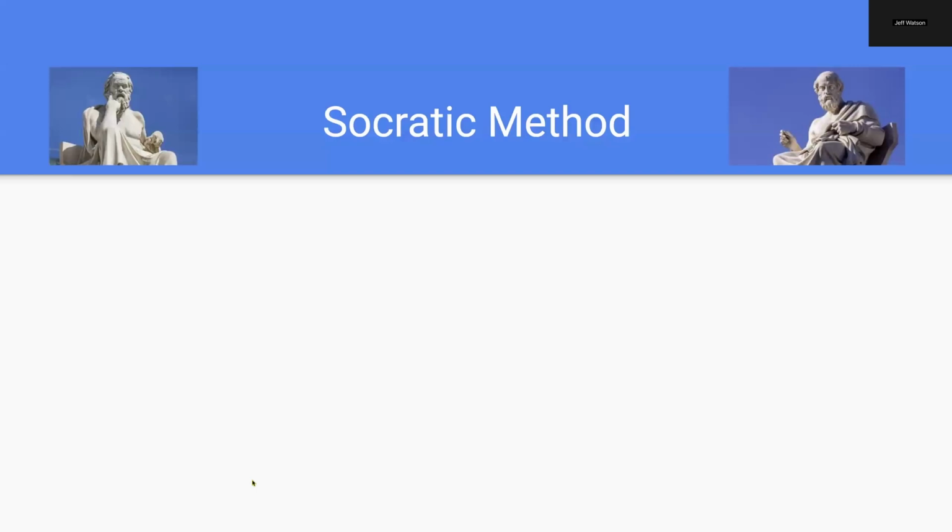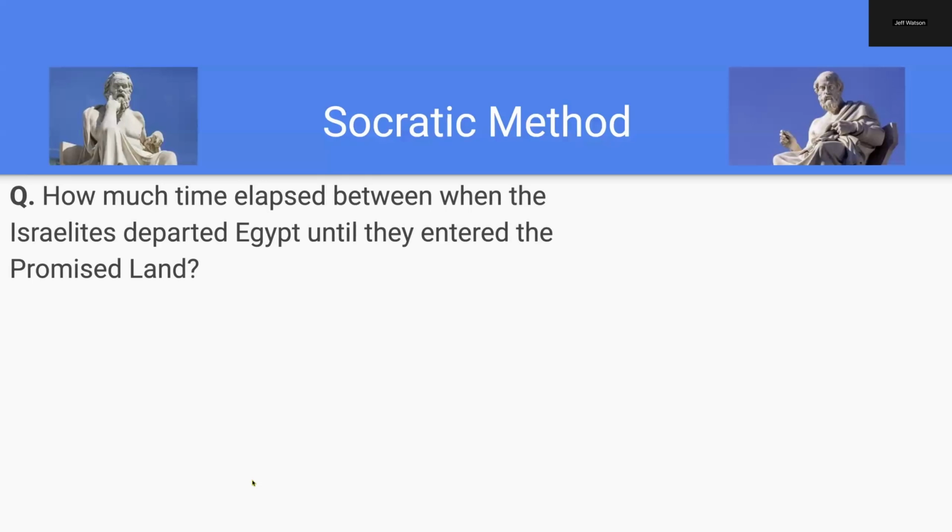I'd like to start off by asking you a few questions. Since you are a recorded audience that doesn't exist right now, I will ask a question, give you a few seconds to think about it, and then I will continue. So the first question is, how much time elapsed between when the Israelites departed Egypt until they entered the promised land?